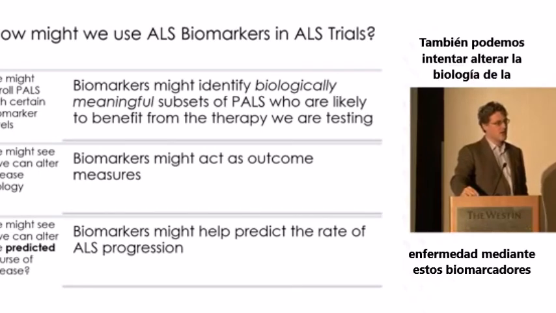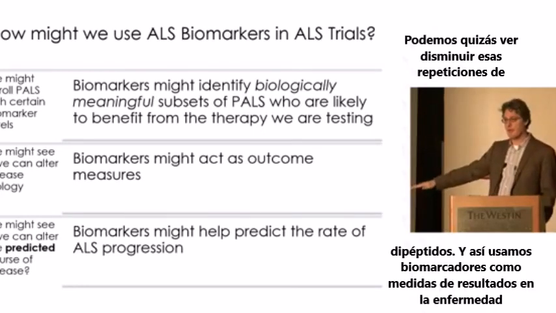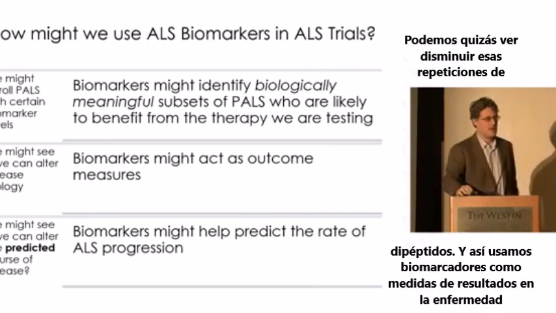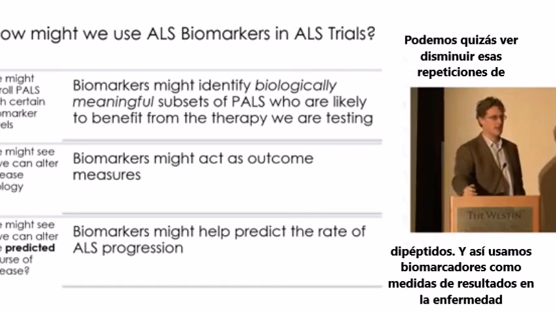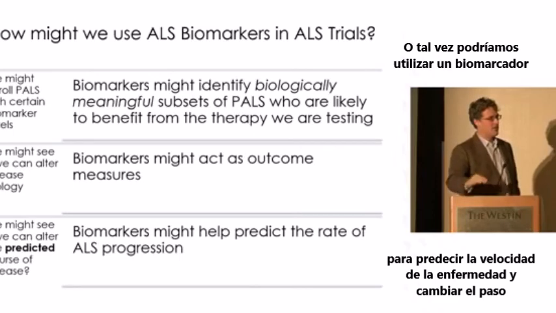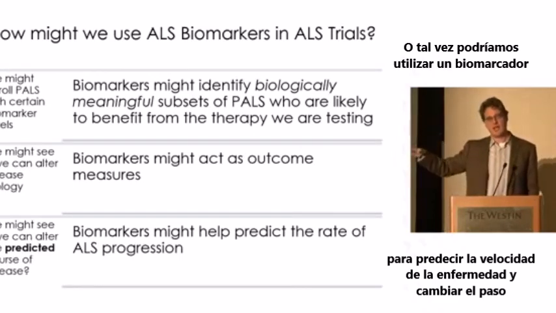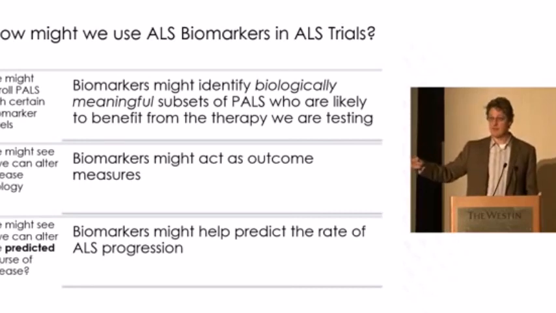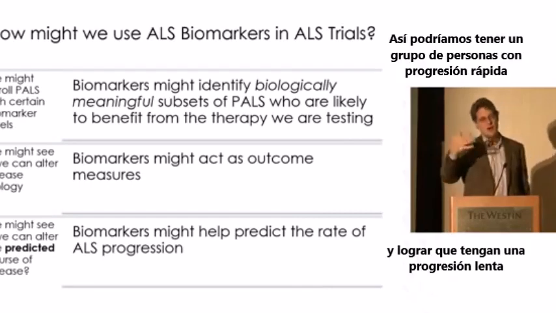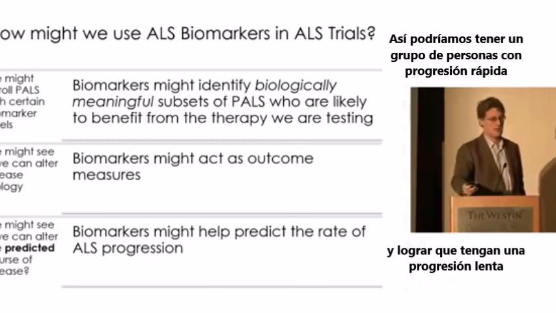We also might see if we can alter disease biology using these biomarkers. Maybe we can see those dipeptide repeats come down, and that sort of uses biomarkers as an outcome measure. Say we're changing the biology of the disease. Or maybe we can use a biomarker to predict how fast the disease is going and then see if we can change how fast that disease goes in that group. So maybe we can get people who are all predicted to be rapid progressors and see if we can turn that whole group into slow progressors.